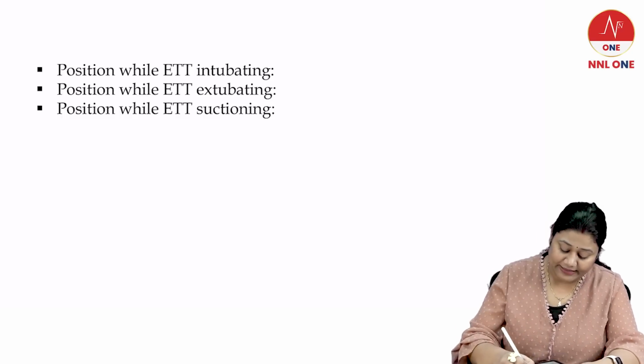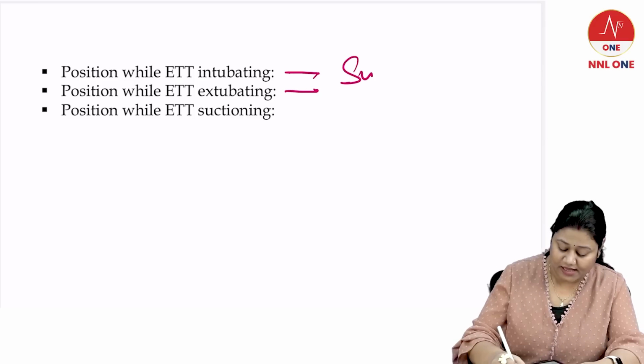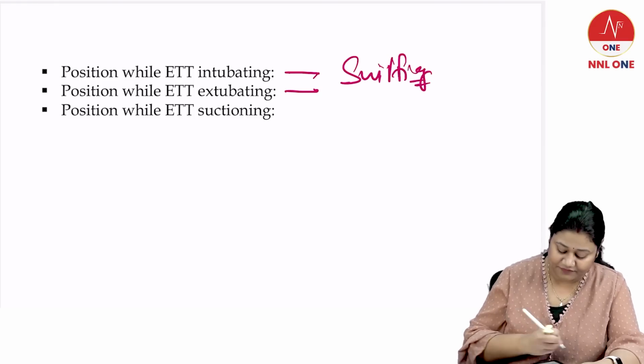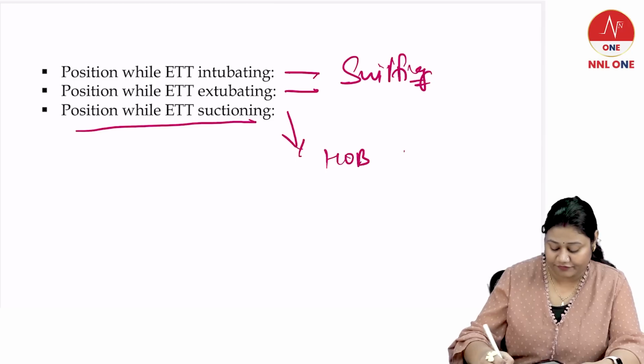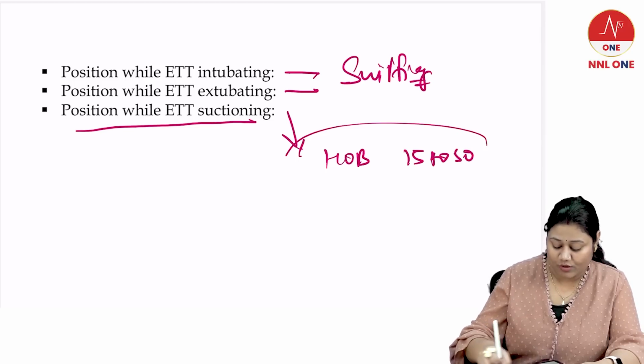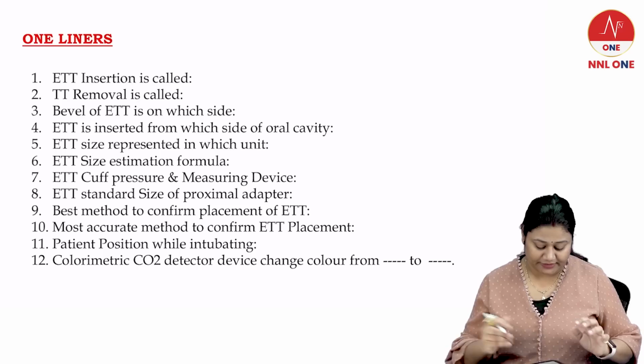What is the position while intubating and extubation? The answer is sniffing position. Remember the sniffing position. What position will you give while suctioning? Head of the bed at 15 to 30 degree angle. You have to place the head of the bed at 15 to 30 degree angle.